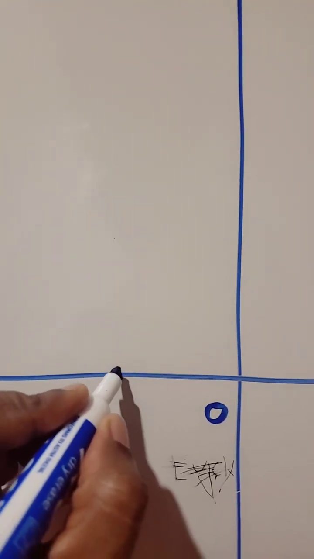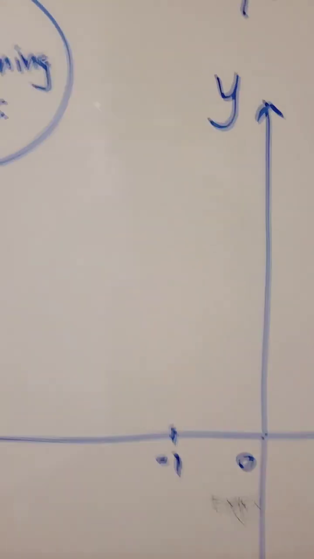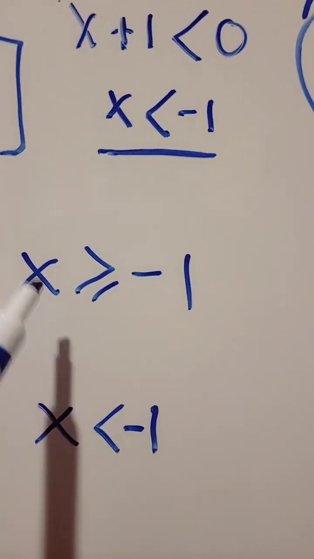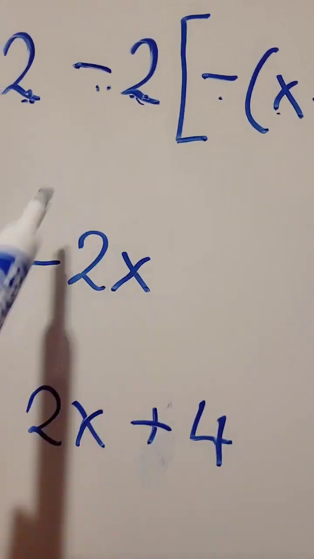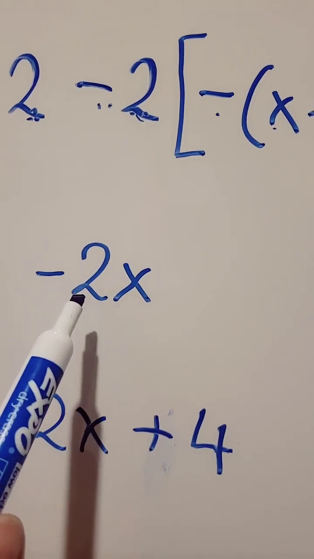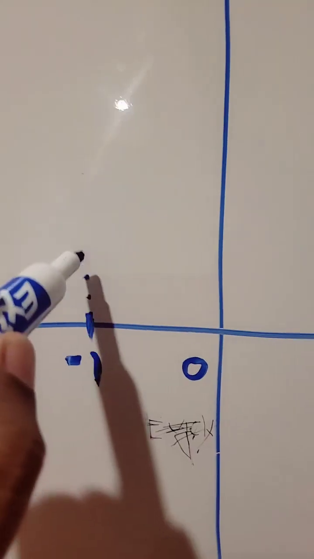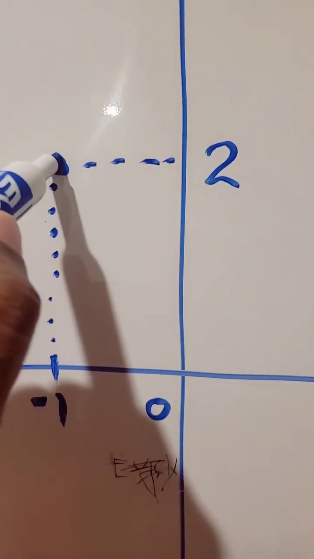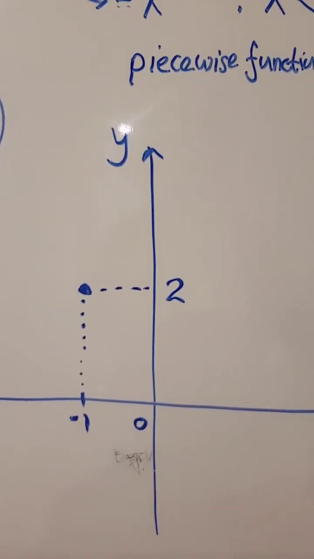When x equals minus 1, let's see what the y value is. I'm going to use this part, because there's an equal sign. So when x equals minus 1, what's the y value? Just substitute into this part of our function. Minus 1 times minus 2 is plus 2. So when x equals minus 1, we will have a point here that's plus 2, and you can see that's going to be our vertex.